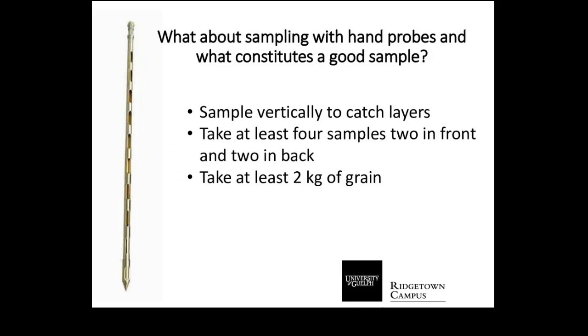And then they ask about sampling with hand probes and what constitutes a good sample. It's really important to use a sampling tube like I show here in the slide. We need to get through those layers and sample different layers, because mycotoxins tend to be layered in the load. And so you want to sample vertically to catch these layers. And again, you want to take at least 4 samples, 2 in the front, 2 in the back, and take as many samples as you need to get that equivalent amount of grain, about 2 kilograms.